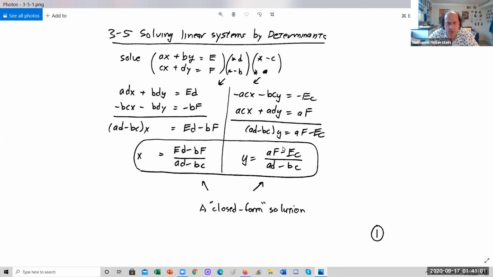But okay, one thing is obvious. These are ratios of differences of products. And these products are kind of the same, ED, BF, AD, BC, AF, EC, AD, BC. So what we would do is make a symbol for these differences of products, and those are called the determinants.